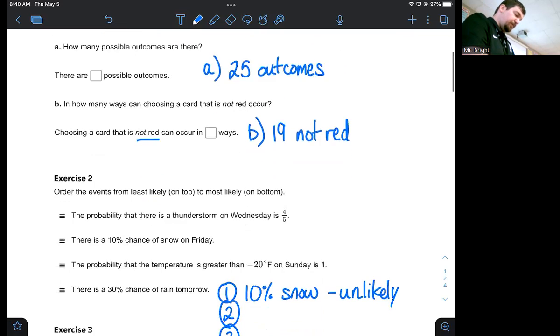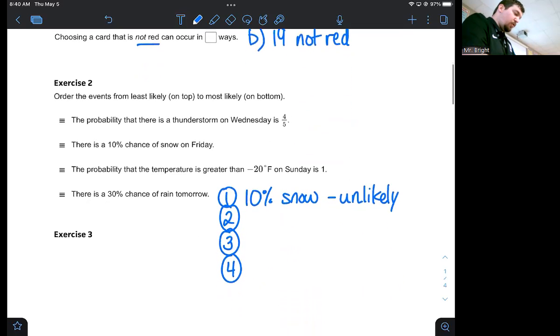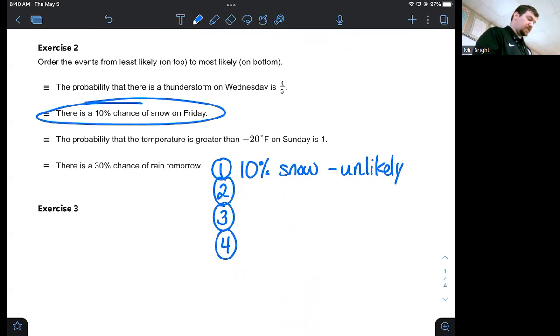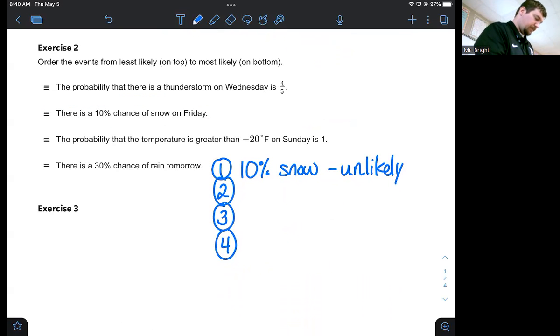Number 2. Number 2, order the events from least likely on top to most likely on bottom. We just said that 10% was the least likely of these 4. Scratch it out because we don't need it anymore. And that would be unlikely. You classify that as unlikely. You've got impossible, unlikely, as likely as not, likely, and certain as your 5 different likelihoods.